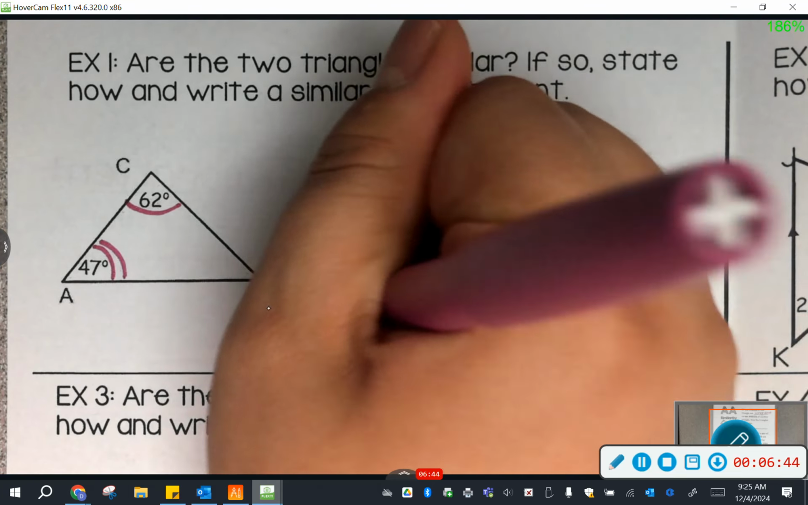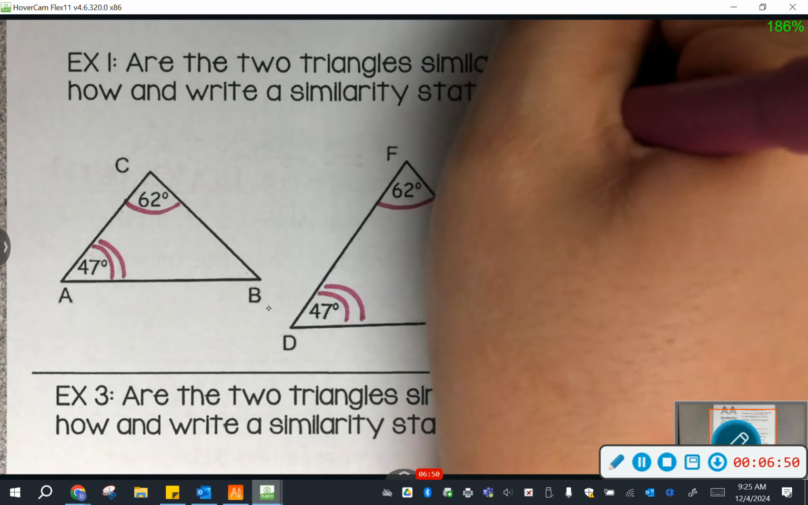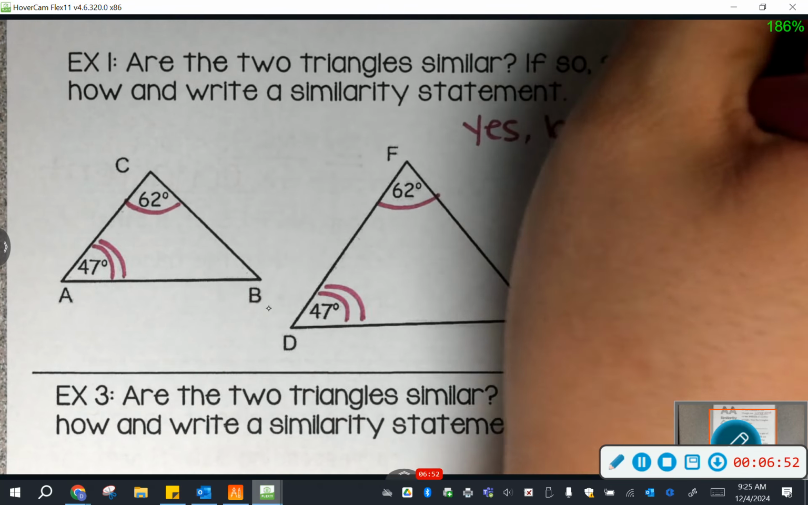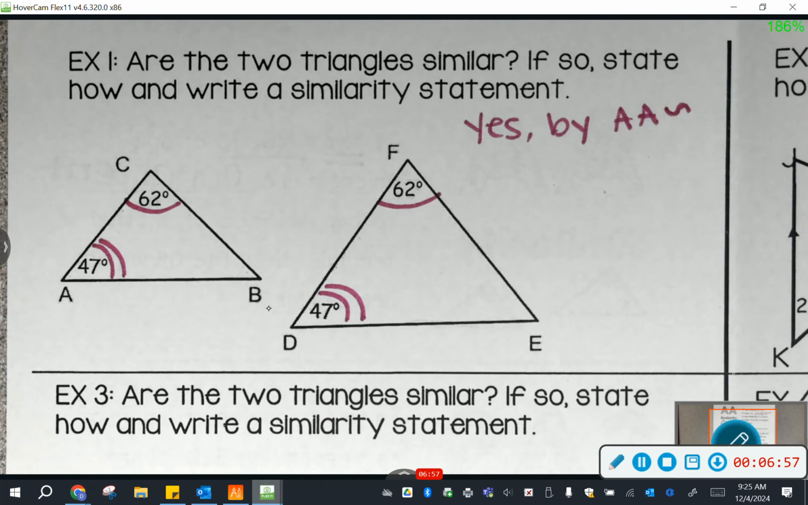And they also have a congruent angle with 47. So, this answer is yes by AA. And instead of writing similarity, I'm going to write the little symbol. You have to have the symbol or I will count off a point each time. It is not angle, it's angle similarity.